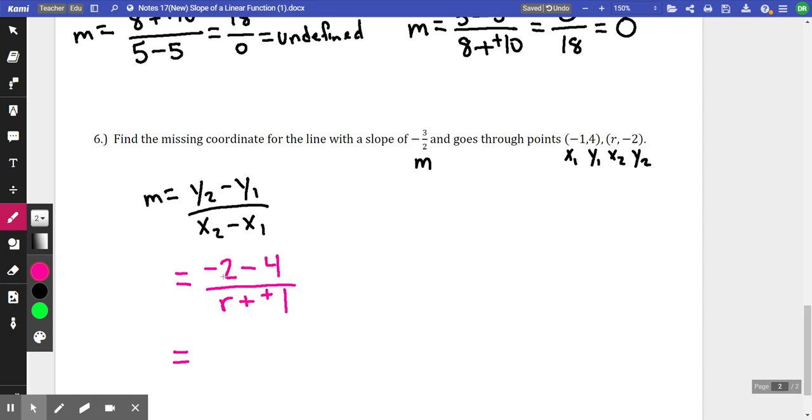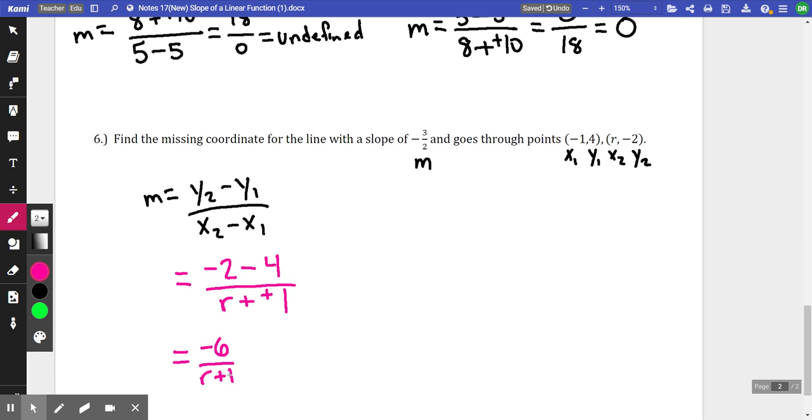My numerator I can evaluate. -2 minus 4. Well, those are the same sign, so 2 plus 4 is 6. They're both negative, so this will be negative 6. Over r plus 1, I can't combine those. Those are unlike terms.